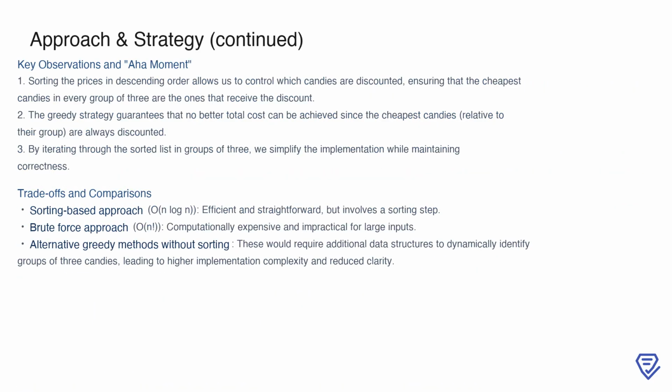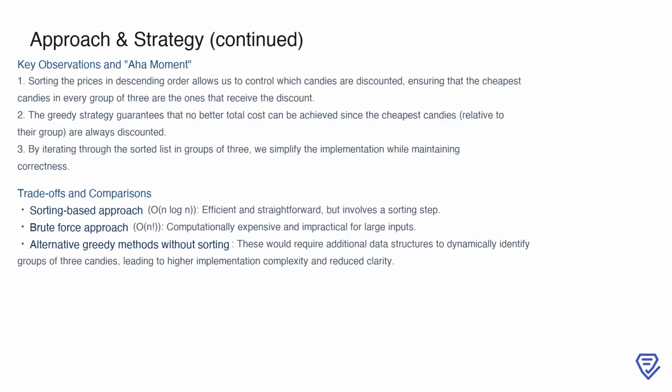The key insight in the optimized approach lies in how sorting the prices in descending order allows us to control which candies receive the discount. By grouping the candies in threes from the sorted list, we ensure that the cheapest candy within each group gets the discount, which is the most cost-effective strategy. This greedy approach guarantees the minimum total cost, as it focuses the discount on the lowest possible prices in each group. Additionally, iterating through the sorted array in groups of three simplifies the implementation while maintaining correctness.